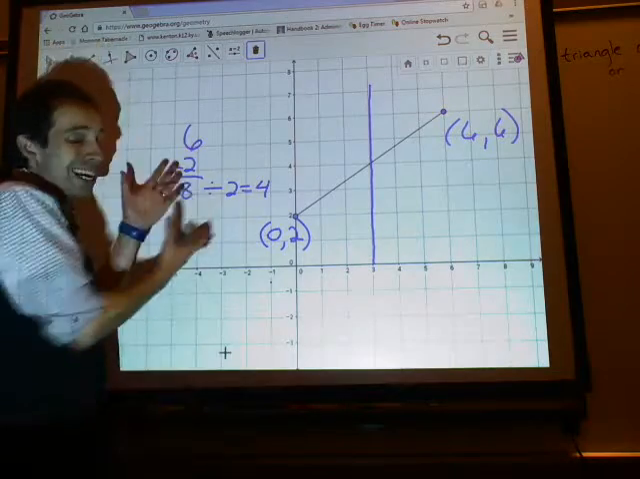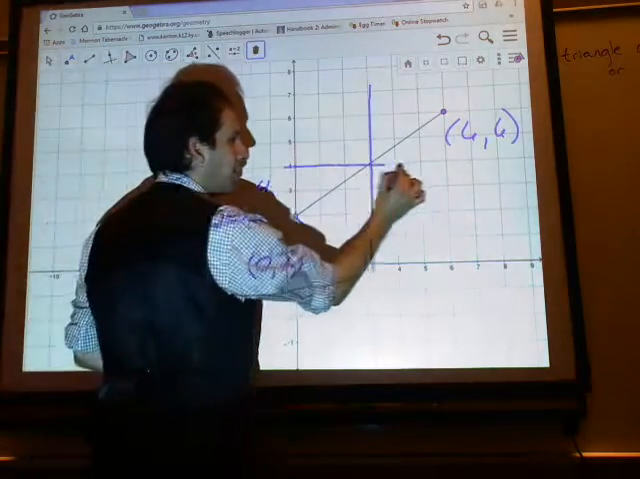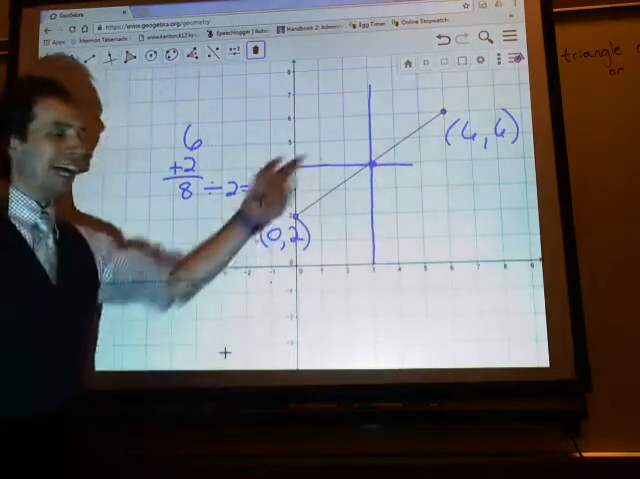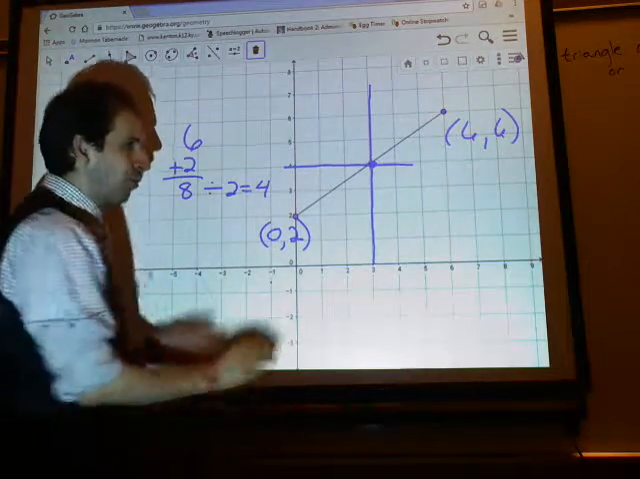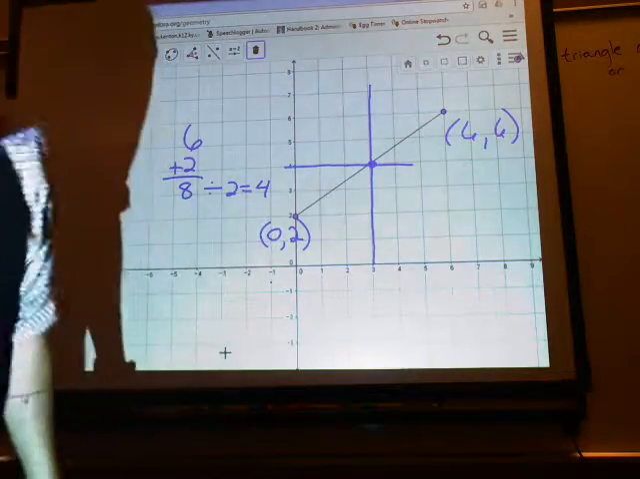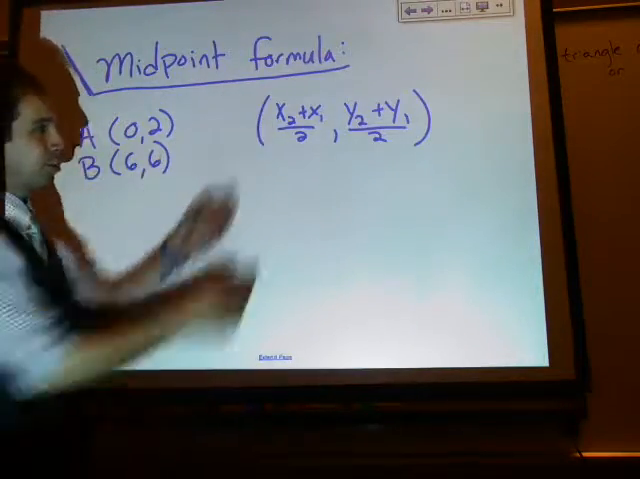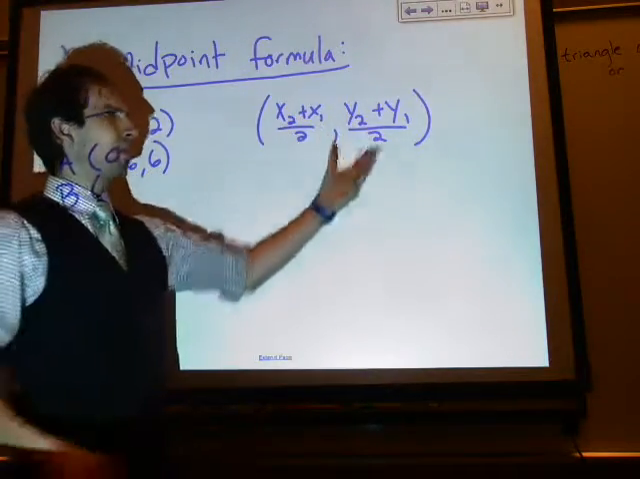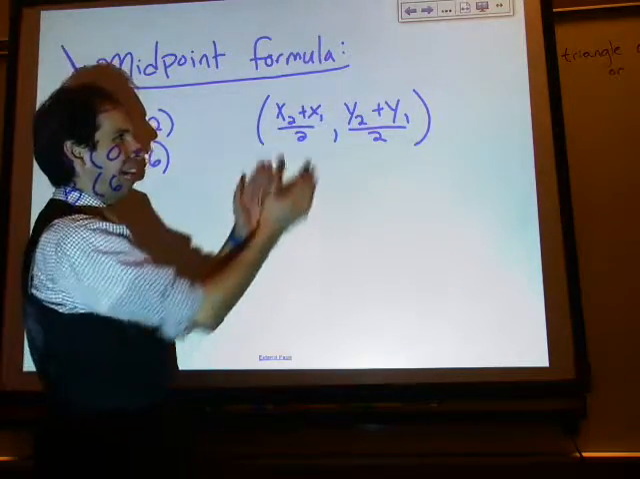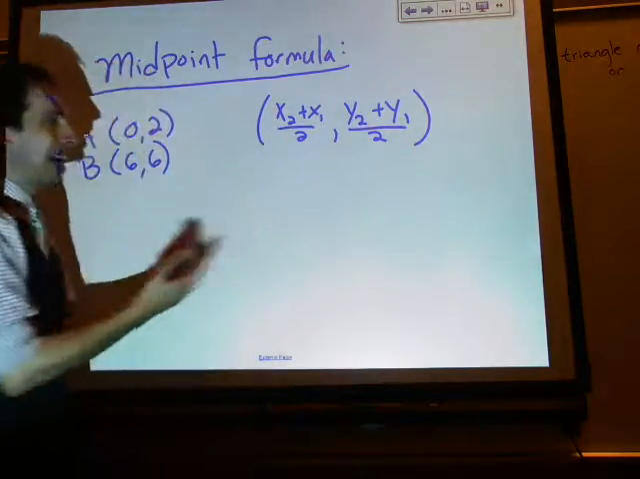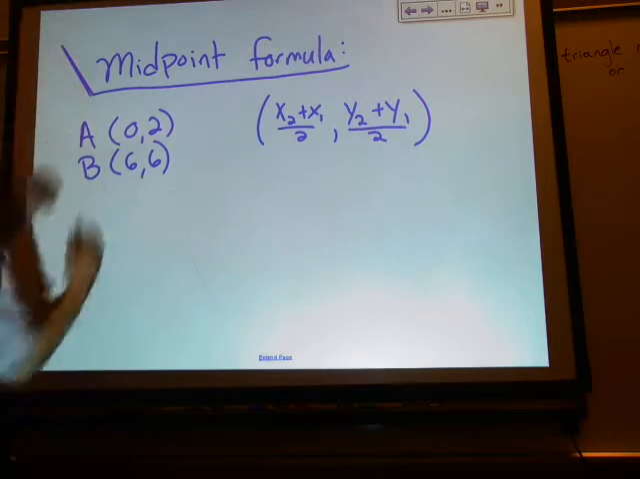The trick is you're actually taking the average of your x's and your y's. And that's where our midpoint formula comes from. The midpoint formula comes from an average of the x's and the y's. So you add the x's, divide them in half, add the y's, divide them in half, and that gets you your midpoint. Here's a demonstration for you.